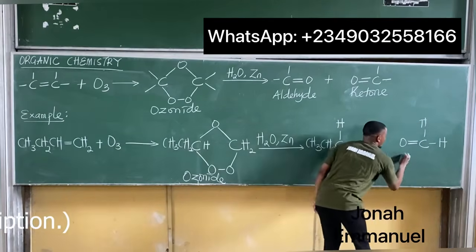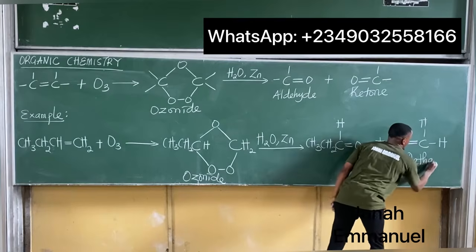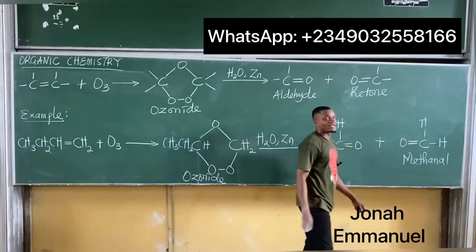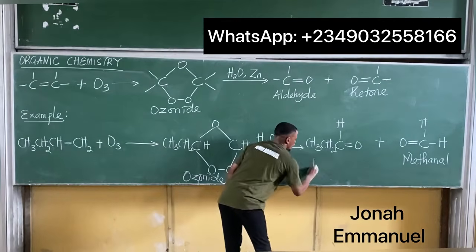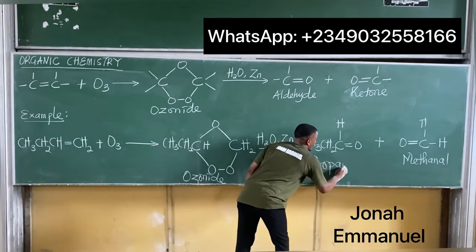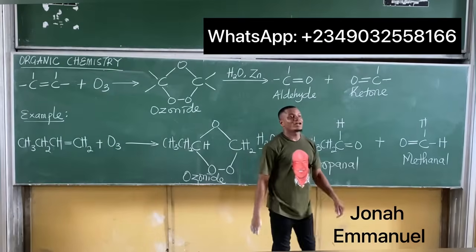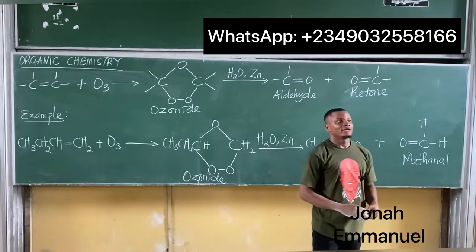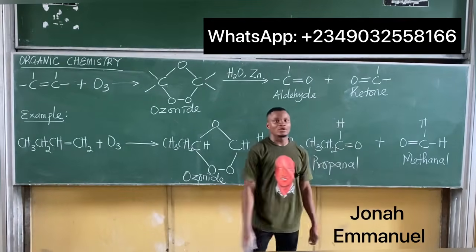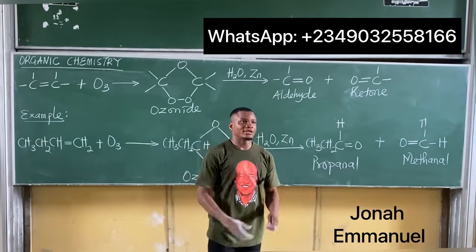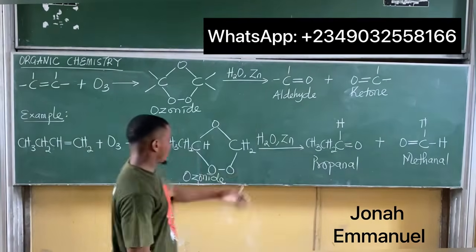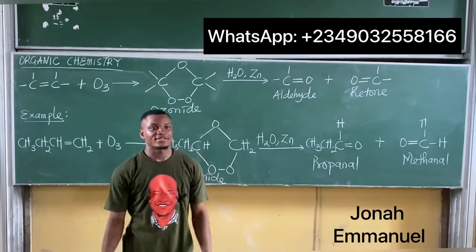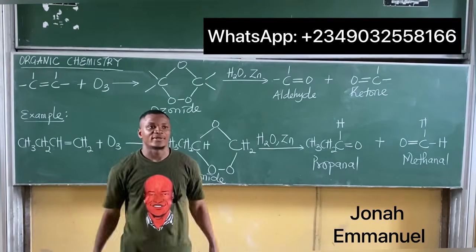This compound is called methanol. I will tell you why it's called methanol when we look at the aldehyde and the ketone. This one here is called propanol. There is propanol, there's propanone, there's methanol. We'll look at these much more later, but I'll tell you why it's called this. That's what it's called. All right, so that's all about the alkenes, please.